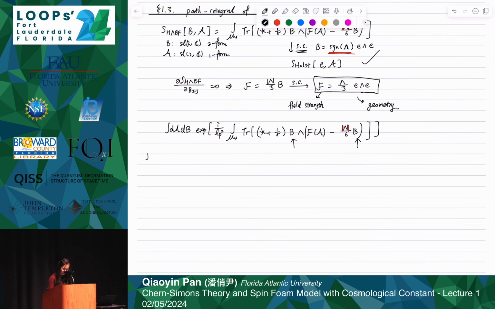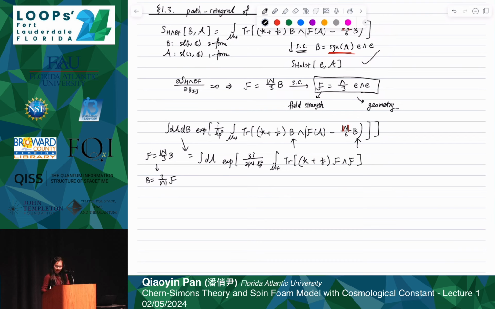And we know the equation of motion is F equals epsilon lambda over 3 times B, or I can invert it, B equals 3 over epsilon lambda times F. We just plug in. Then this becomes a path integral of this action. The coefficient, if you calculate carefully, is 3i over 2 epsilon lambda Planck length squared. And then in the integral, I will have the trace of Hodge plus 1 over gamma, and then F wedge F.